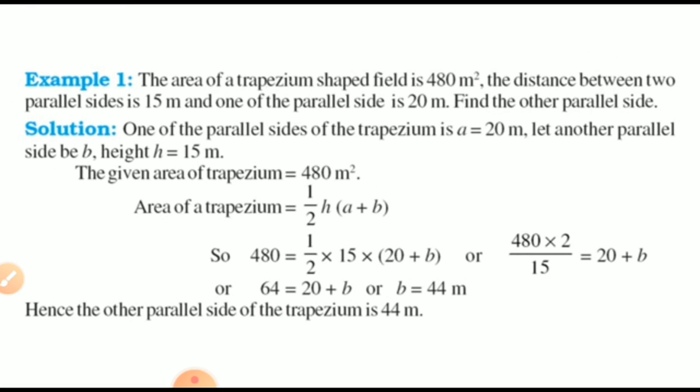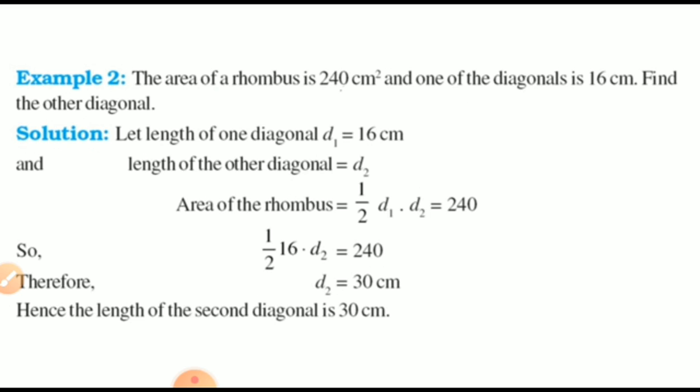Example number 1. The area of a trapezium-shaped field is 480 meters square. The distance between the two parallel sides is 15 meters and one of the parallel sides is 20 meters. Find the other parallel side. We can write, for the trapezium, a is equal to 20 meters, the other side is b, and height 15 is already given. We know area is 1 by 2 height into the parallel sides a plus b. Just simplify, and you have the answer 44.